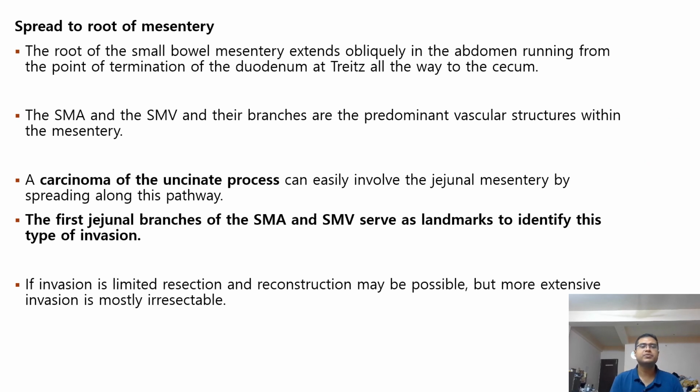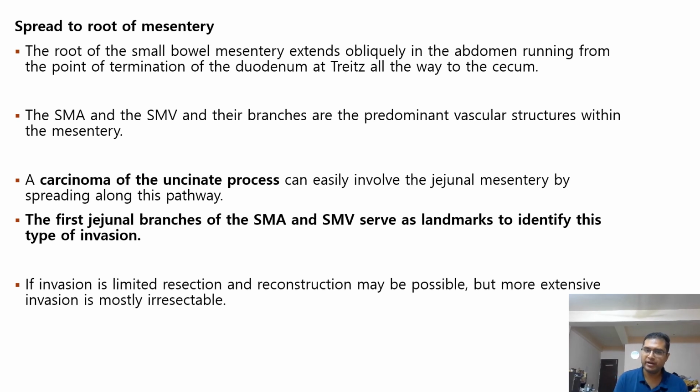Then coming to the root of the mesentery. The root of the small bowel mesentery extends obliquely in the abdomen, running from the ligament of Treitz to the cecum. So how do we assess the spread to the root of the mesentery? This is particularly seen in carcinoma of the uncinate process. The root of the mesentery has the SMA and SMV as its predominant vascular structures. So the first jejunal branches of the SMA and SMV serve as landmarks to identify this particular invasion. If the first jejunal branch of the SMA and SMV are invaded, that particularly indicates spread to the root of the mesentery.